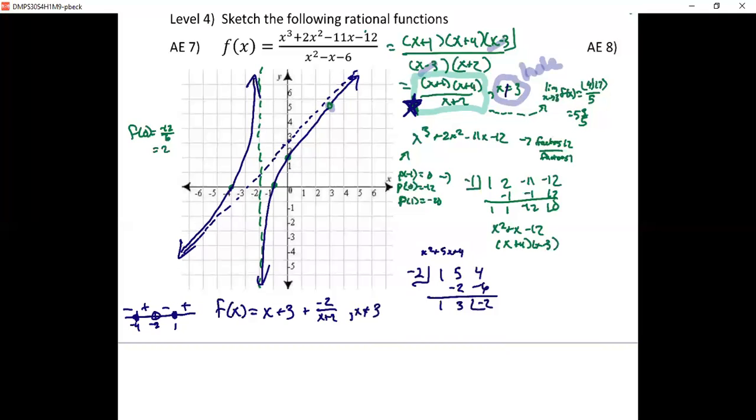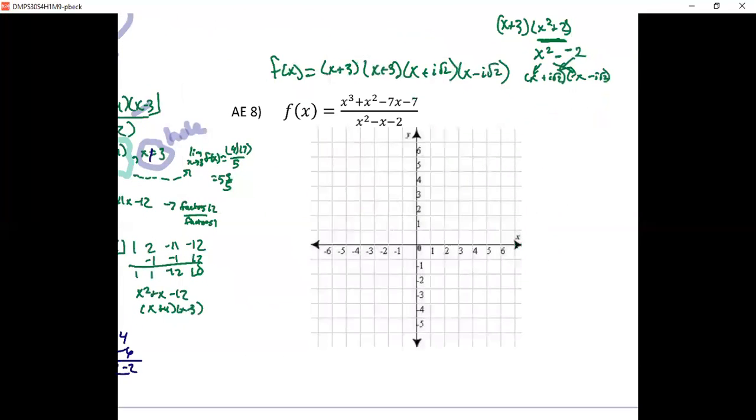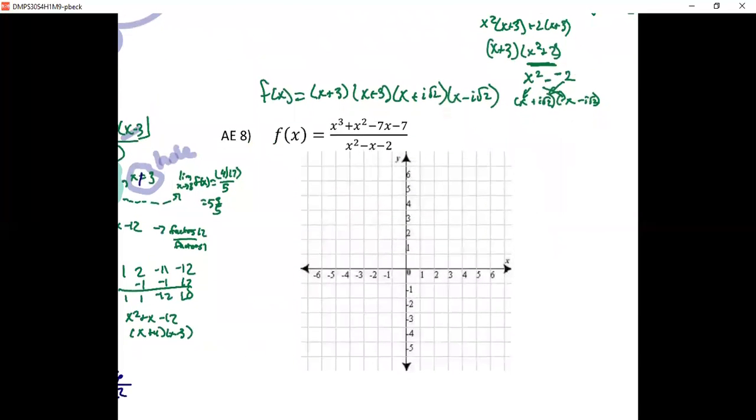So, one last problem, guys. So now we have this. So x cubed plus x squared minus 7x minus 7. One of the things that I hope you noticed right from the beginning is that numerator is factorable by grouping. So this makes our life just a little bit easier, and I'm thankful for that. And our denominator is also factorable.